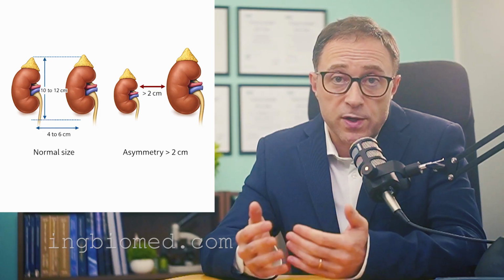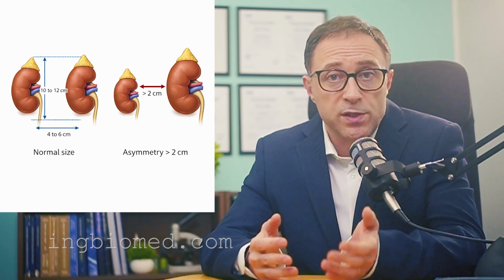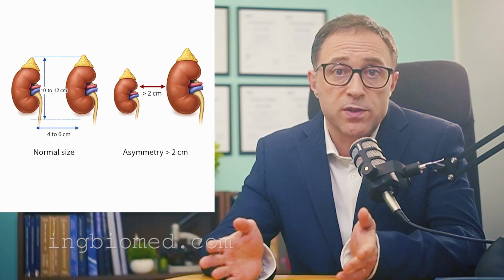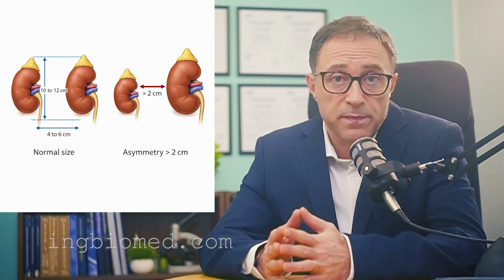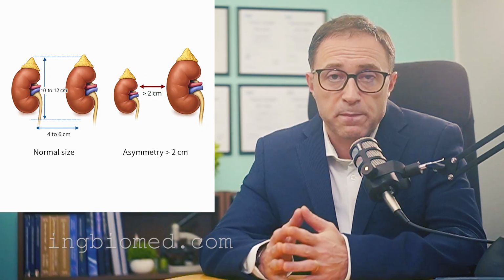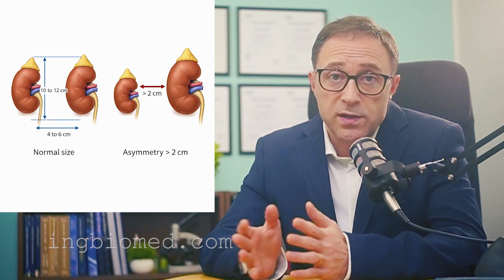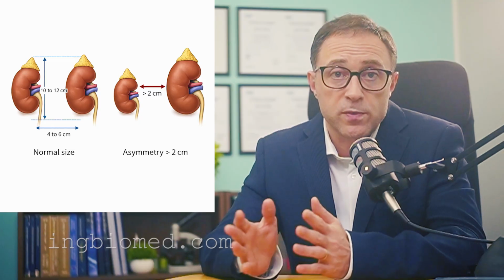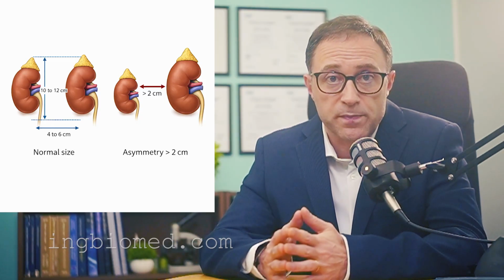From a dimensional perspective, the normal adult kidney measures approximately 10 to 12 centimeters in longitudinal diameter and 4 to 6 centimeters transversely. An asymmetry greater than 2 centimeters between the two kidneys should prompt further investigation.